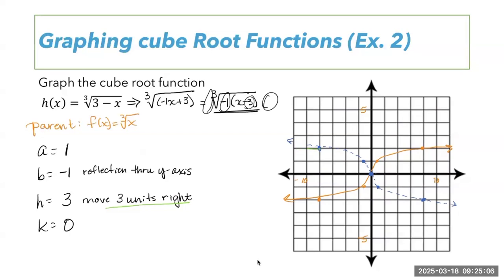We're going to go from this point to here. From this point, we go here. From this point, we go here. (0, 0) becomes (3, 0). This point ends up here. And this point will end up here. There we go. And now you can draw your curve. Right? And that is our h of x graph.